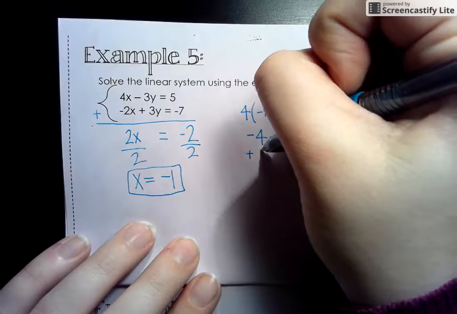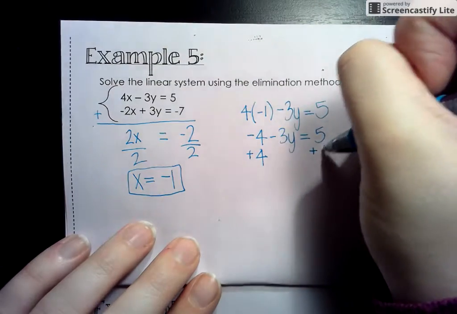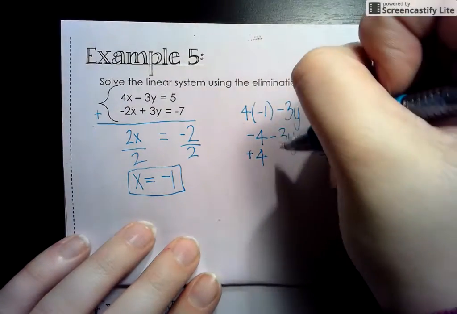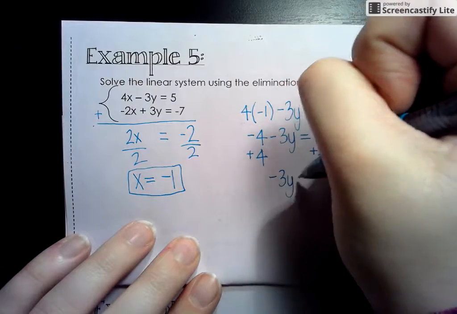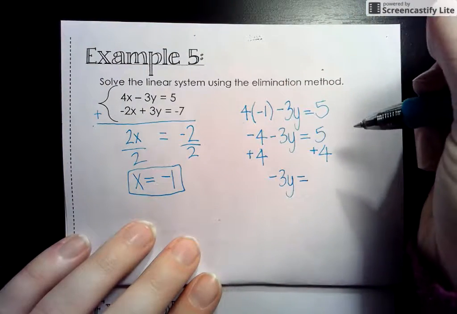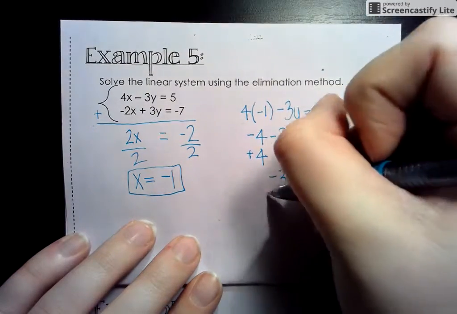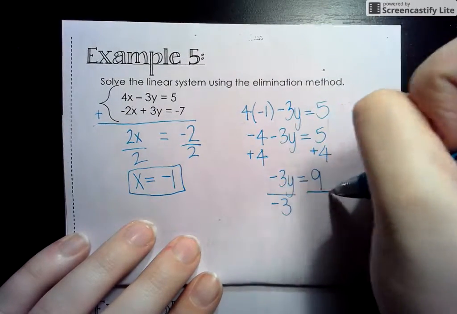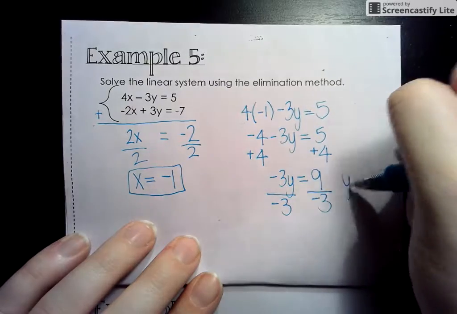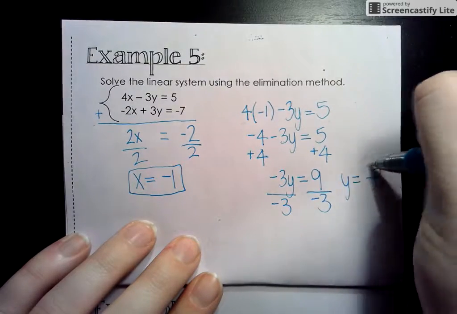I'm going to add 4 on both sides because I'm using my inverse. And I'm going to bring down that negative 3y is equal to 5 plus 4, which is going to give me 9. I divide by negative 3 on both sides. So I get y equals negative 3.